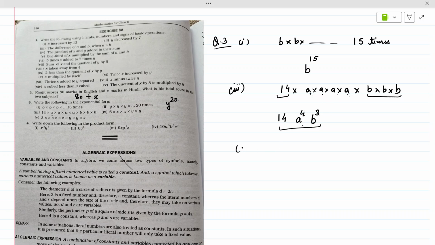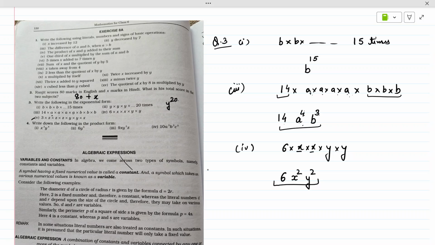Okay. Next we have the 4th part, where we have 6 multiplied with x into y into y. So 6 is a number, it will remain as is. We will take x 2 times, so this will become x to the power 2, y 2 times, y to the power 2. This is our algebraic expression now. Okay. The last one I am leaving as homework for you.